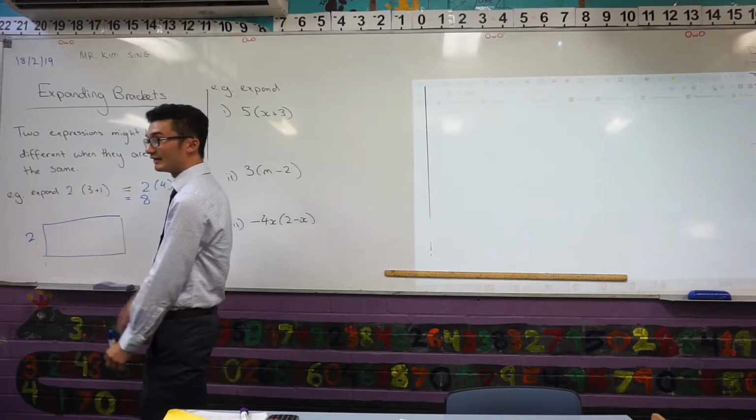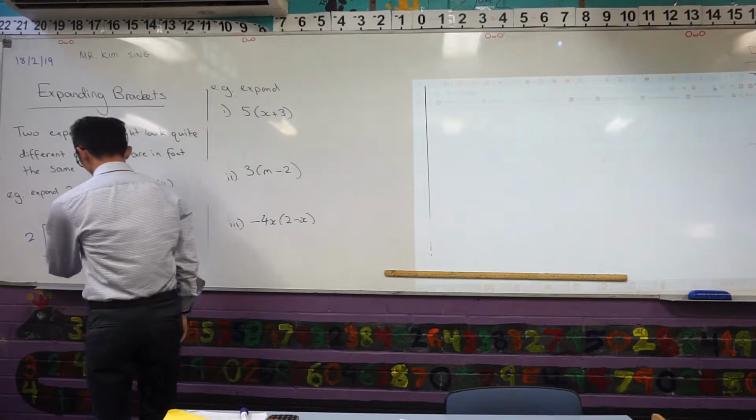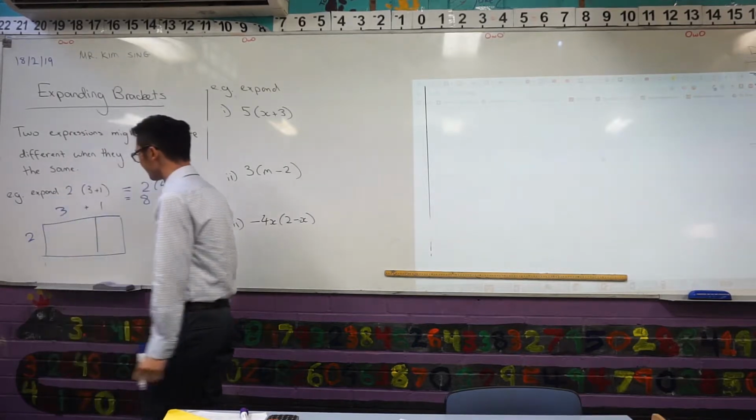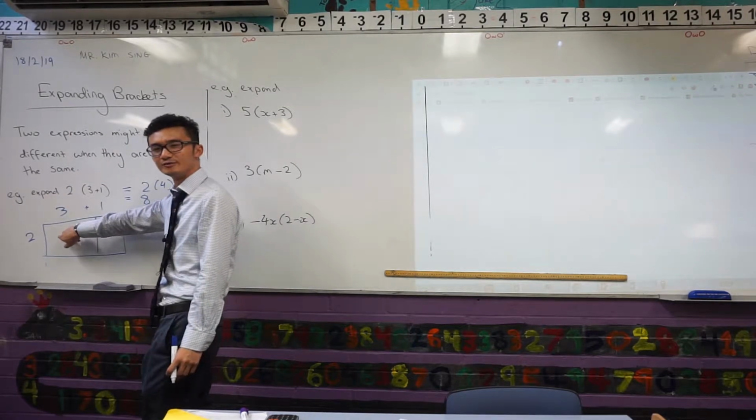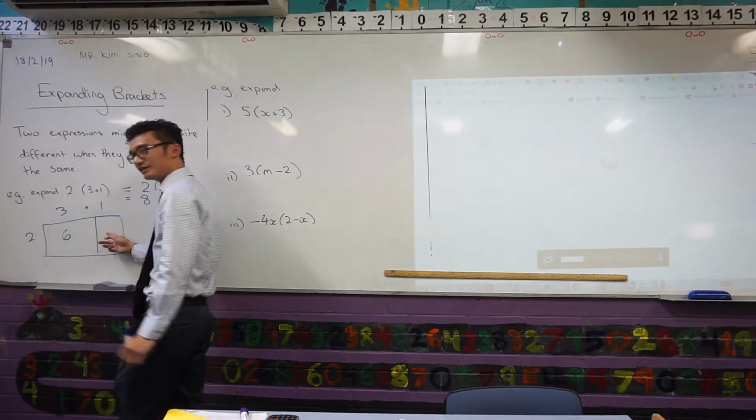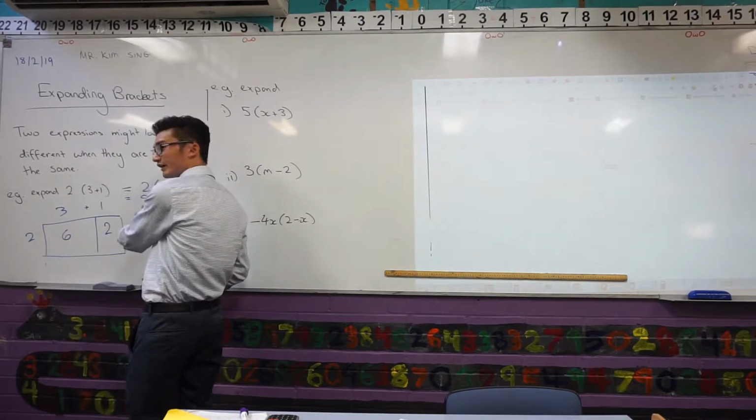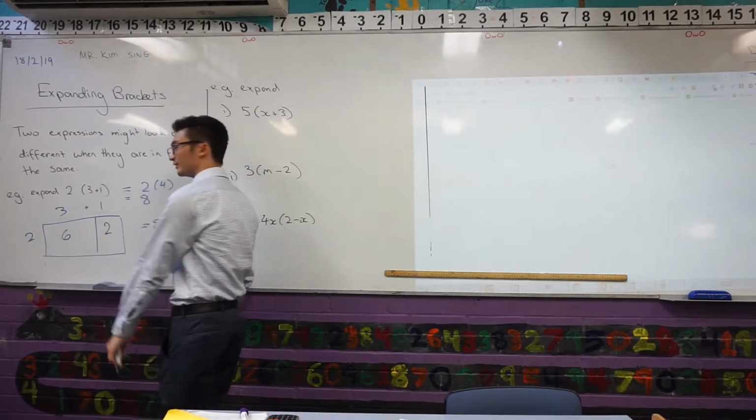What would go along my length? Well, I'd have 3 plus 1. Draw a little block like that. What's the area of just this part here? It'd be 2 times 3, which is 6. And then this one would be 1 times 2, which is 2. If I add those together, I also get 8 as my area.